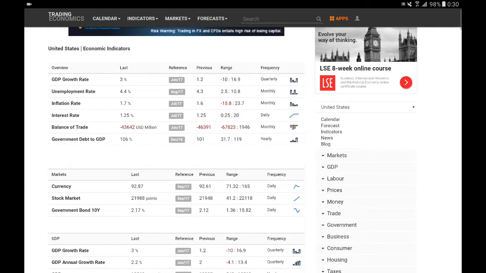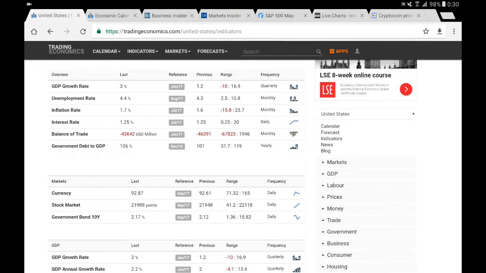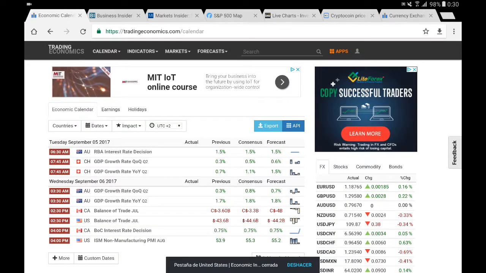And over here, currency, the Dixie, the US dollar, is now at 92.87. Stock market at close to 22,000 points, and the government bond yield, the 10 year Treasury note, the yield is at 2.17%. Okay, so now let's continue. Now let's have a look at the economic calendar.